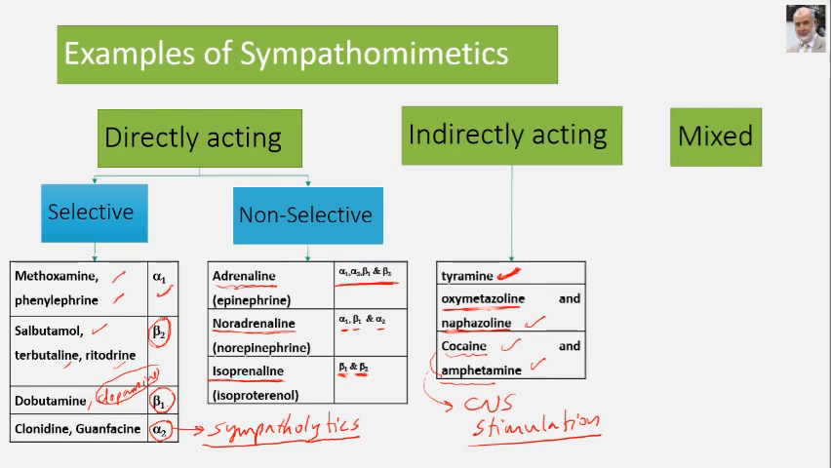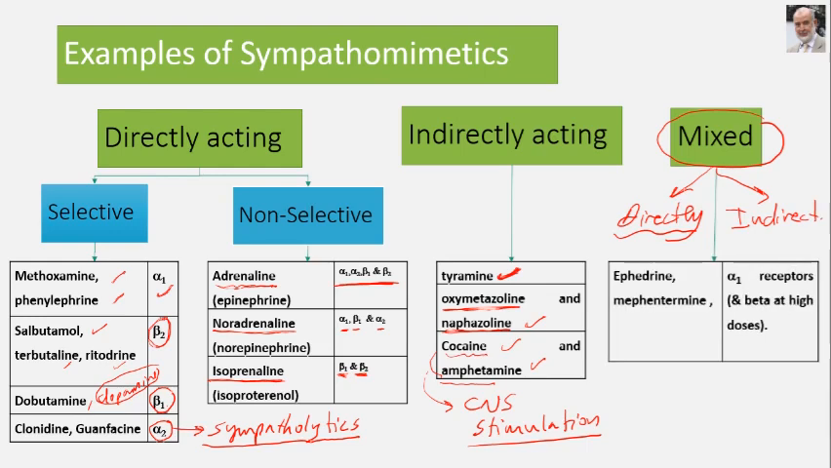Some drugs have a mixed action, meaning they act both directly, as directly acting sympathomimetics, and indirectly through the release of noradrenaline. Maybe the most famous example is ephedrine, which is a natural alkaloid from the ephedra plant, well-known ephedrine.